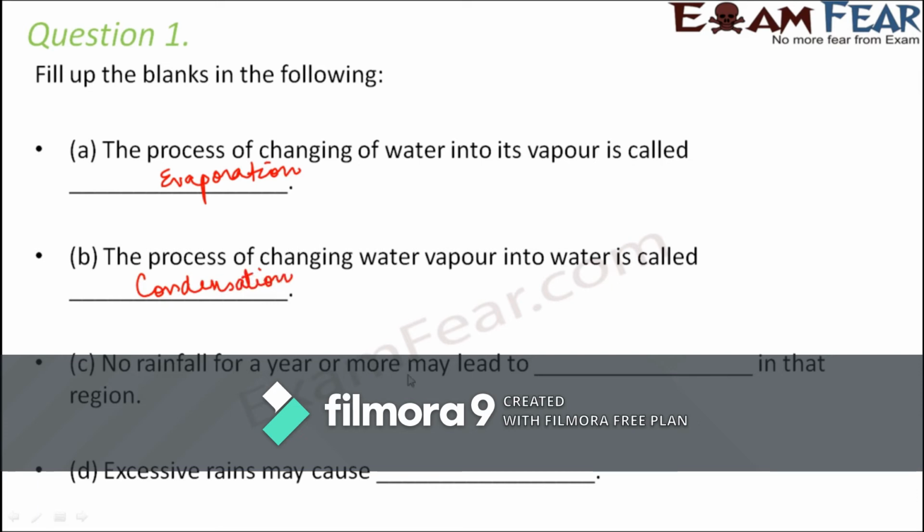No rainfall for a year or more may lead to dash in that region. So when you do not have rainfall at all, what will happen? Lack of rainfall results in drought. Excessive rains may cause floods, which is again just the opposite scenario of drought.